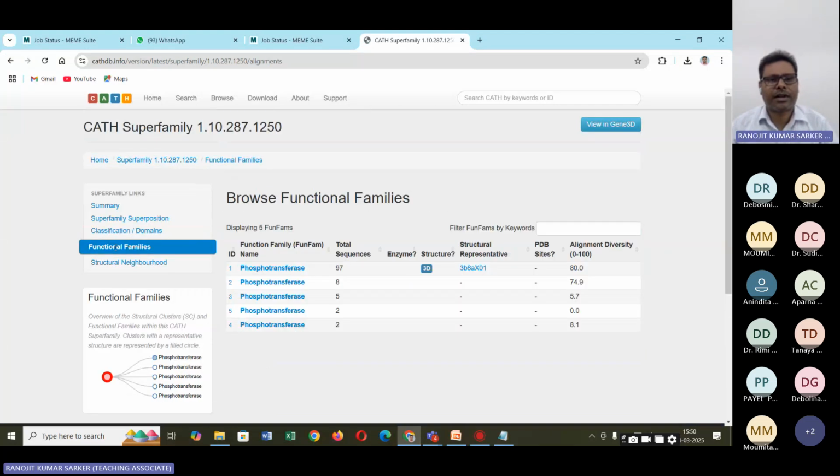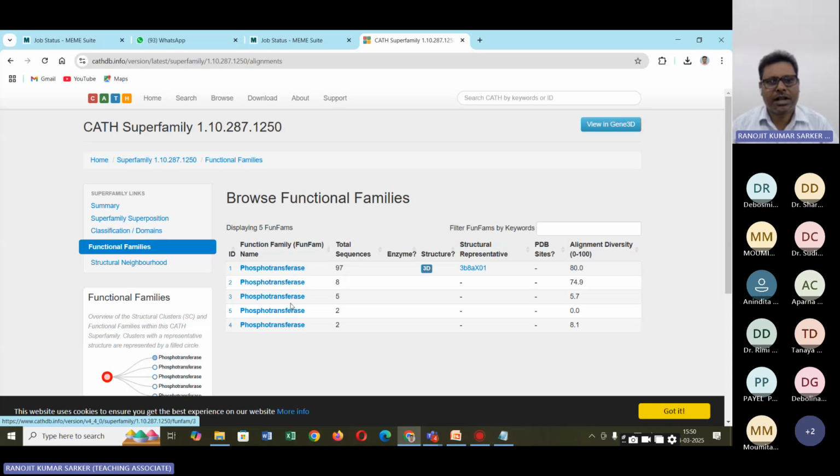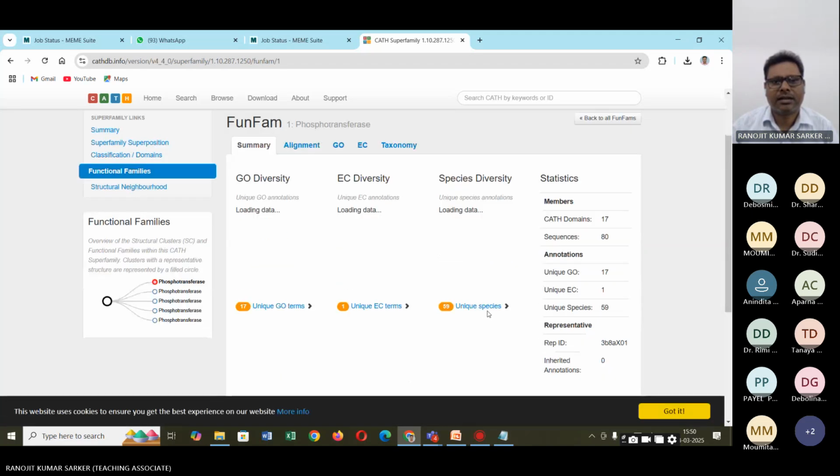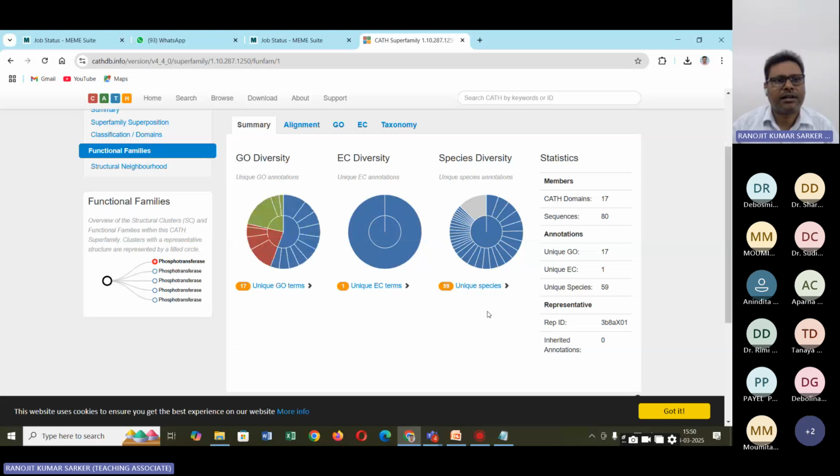Now if I go for functional families, you see there are four functional families. These are the functional families and structural neighborhood. So these are the structural neighborhood.